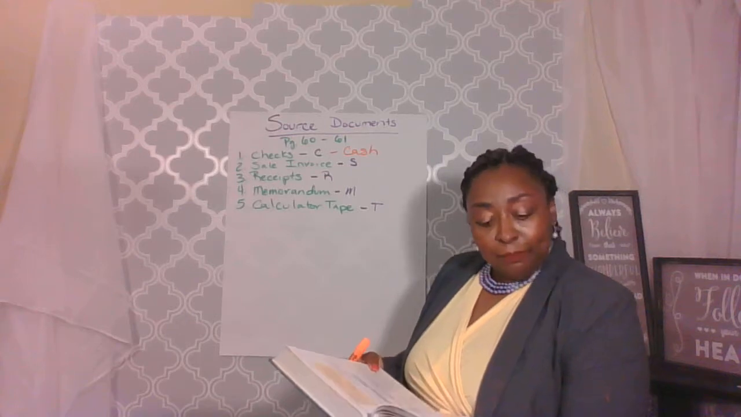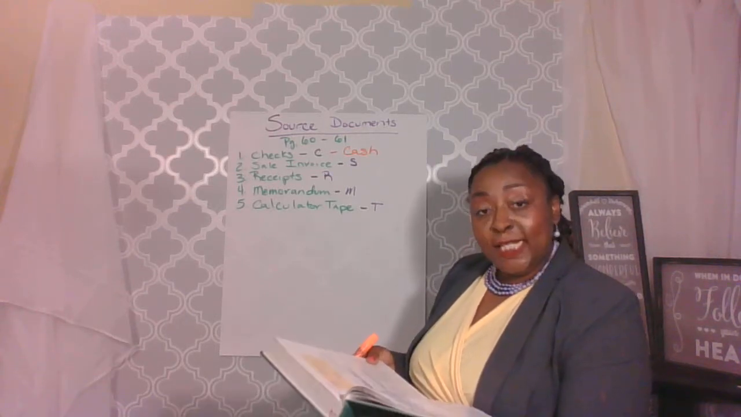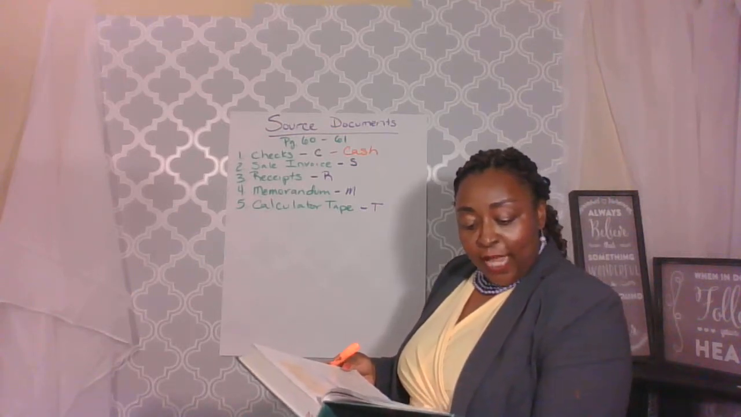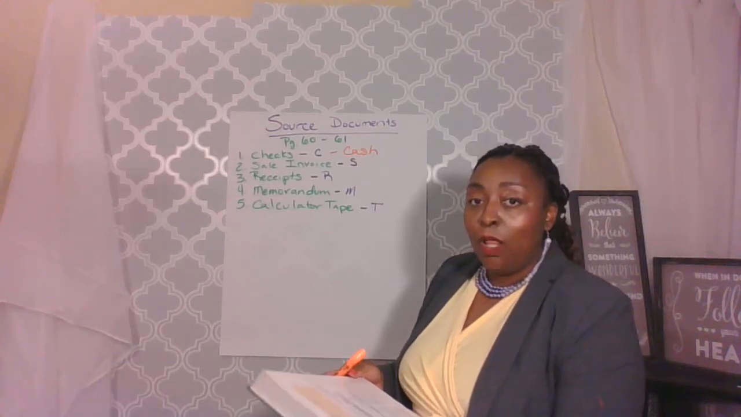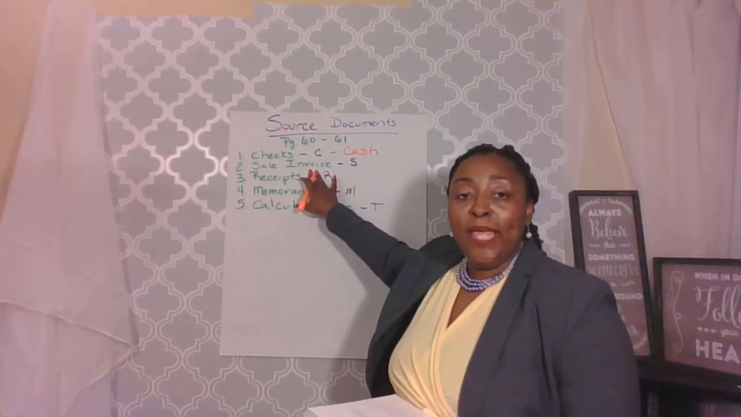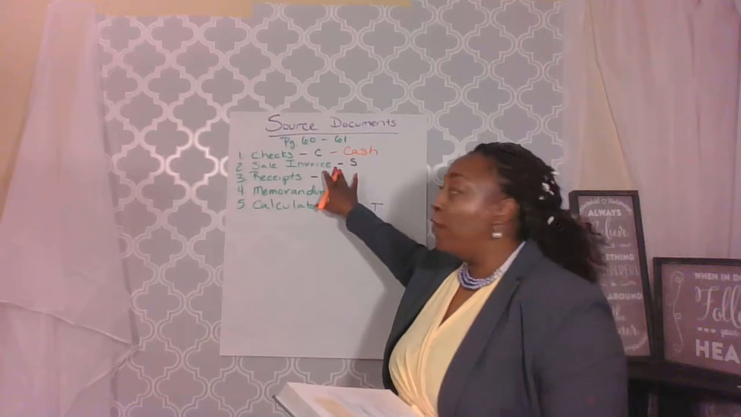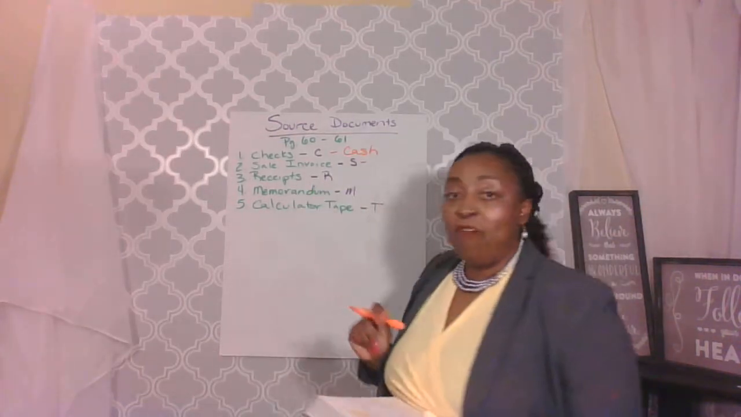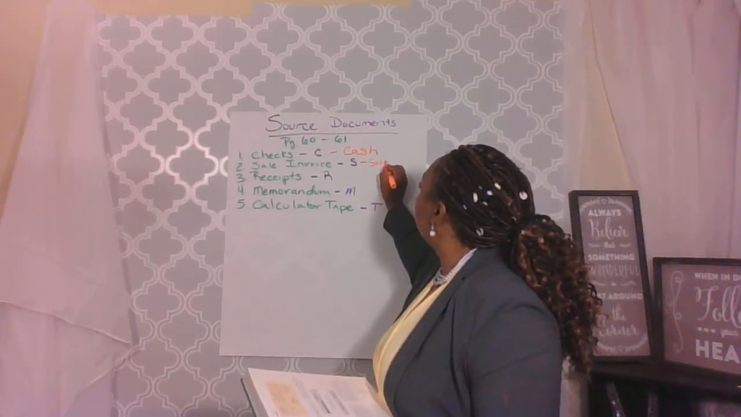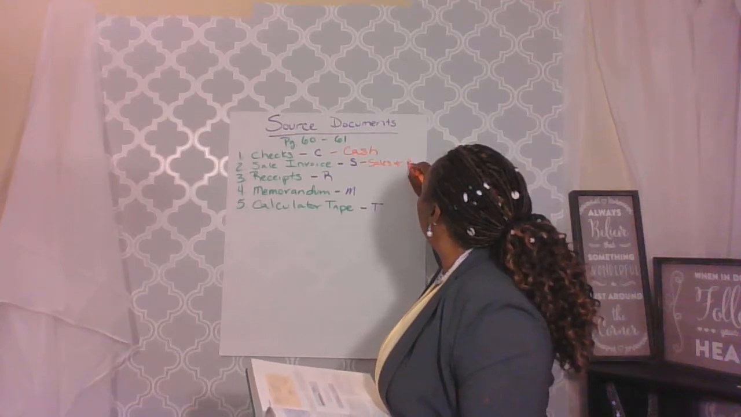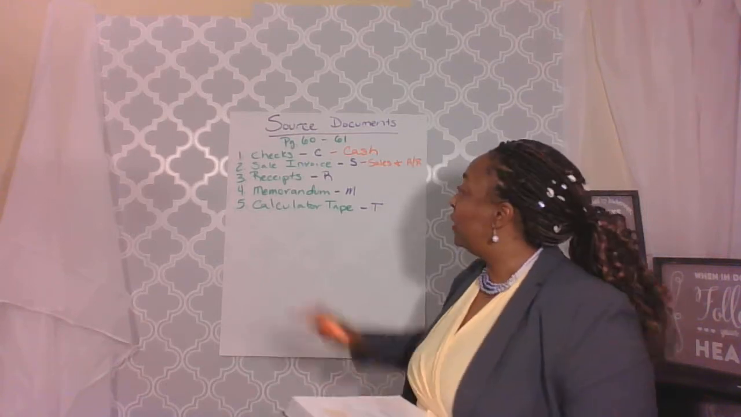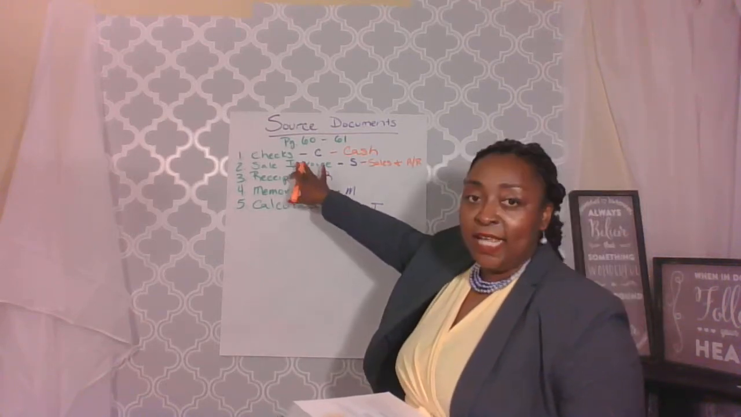Then I have someone read the next one, sales invoice. On page 60 in your textbook, there's a definition of a sales invoice: an invoice used as a source document for recording a sale on account is a sales invoice. Sales invoices are used when we have a sale on account. Whenever we have a sales invoice, we're always going to impact sales and accounts receivable. Always, because it's a sale on account.